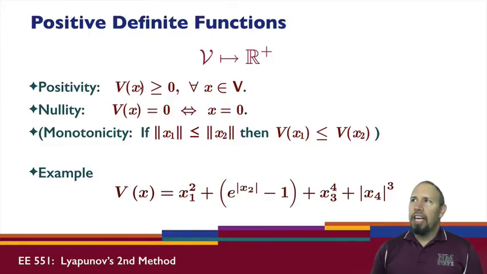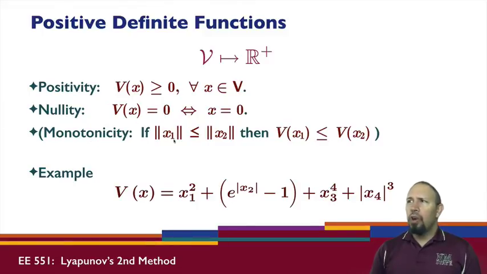The function of x is greater than or equal to 0 for all x. The function of x is equal to 0 if and only if x is equal to 0. Now, if you remember, these are actually two properties associated with a norm. So a norm actually satisfies the definition of a positive definite function, but a norm is not the only thing. Notice that here we don't have a triangle inequality to worry about. So this is actually simpler than a norm.